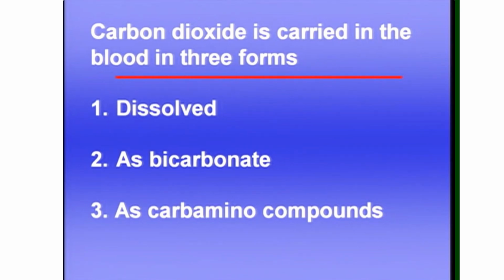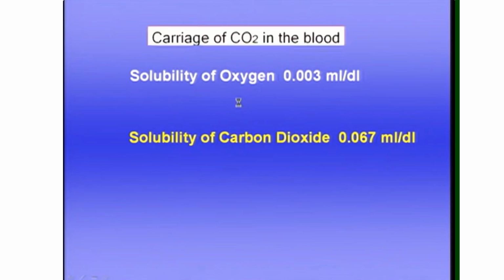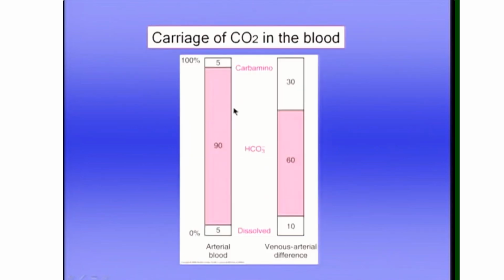It turns out that the solubility of carbon dioxide in blood is substantially greater than that of oxygen. We saw that the solubility of oxygen was only 0.003 mL per deciliter. The solubility of carbon dioxide is about 0.067. That's about 24 times greater than the solubility of oxygen. And it turns out that as a result, in the carriage of carbon dioxide in the blood, the dissolved carbon dioxide plays an important role.